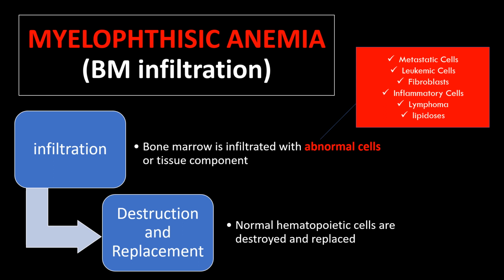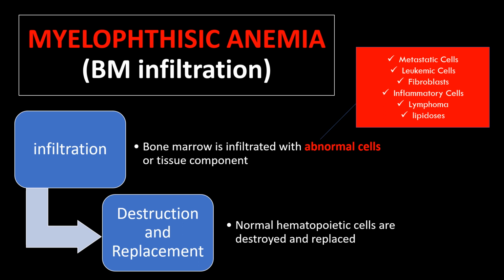So the infiltration of abnormal cells of the bone marrow will subsequently result in destruction and replacement of the normal hematopoietic cells. So if the normal hematopoietic cells are destroyed and replaced, there would be abnormal development of the normal cellular components that are seen in the peripheral blood. So again, what are the abnormal cells that could infiltrate the bone marrow? These are commonly from metastatic solid tumors, commonly from your lung, breast, and prostate. Inflammatory cells can also be implicated or found during miliary tuberculosis and fungal infection.